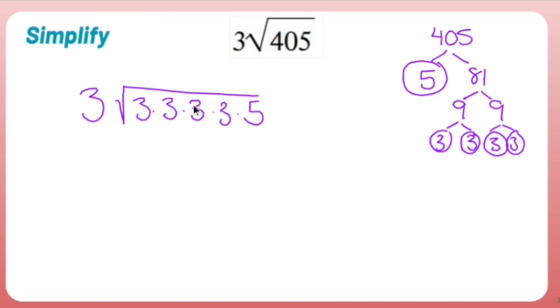What you do now is, since this is a square root, we're going to circle sets of identical pairs, like this group of 3s and this group of 3s. Don't worry about that 5. It doesn't have a friend.